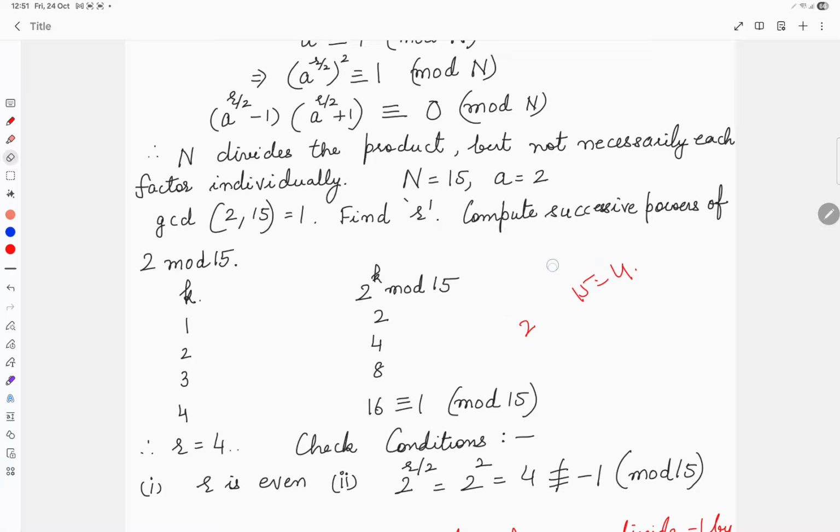Just a minute, let me rub this so that the notes part remains legible. So for k equal to 1, the answer of this expression is 2. K equal to 2, the answer is 4. K equal to 3, the answer is 8. But for k equal to 4, 2 raised to the power 4 is 16, so the answer is 1. Therefore this equation is satisfied. When this equation is satisfied, that will be our period, right?